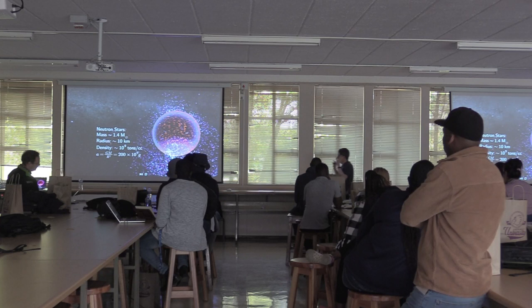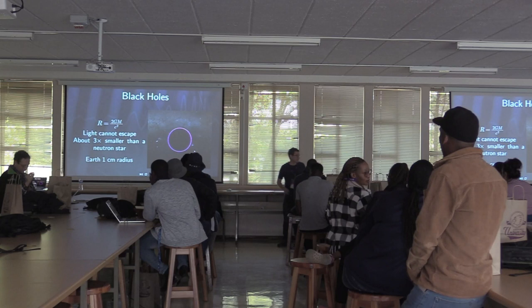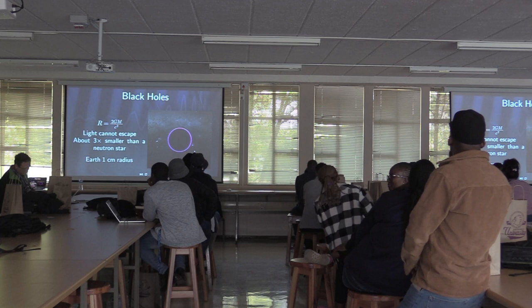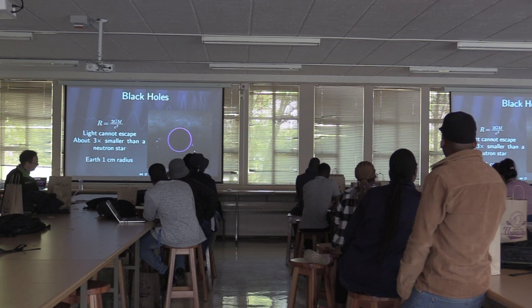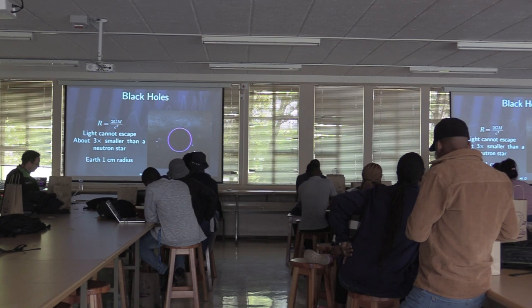So neutron stars are so dense that they're very close to being black holes. Black holes are objects where not even light can escape gravity. Light can still escape the neutron star's gravity, but it's only about a factor of three bigger than a black hole. We're not actually going to talk about black holes today, but the neutron star is not far from it.